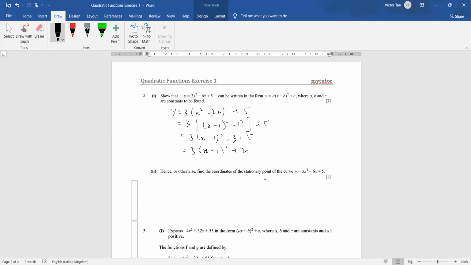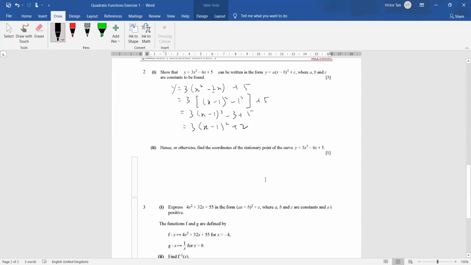Okay, and so let's find the coordinates of the stationary point of the curve y equals 3x squared minus 6x plus 5. This is like the previous question. They're asking for the least value, as for a stationary point. So you just need to write down the answer. Answer is (1, 2).